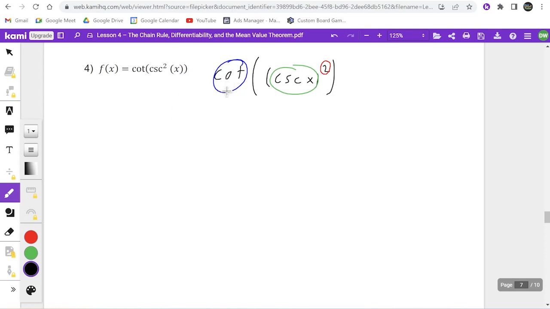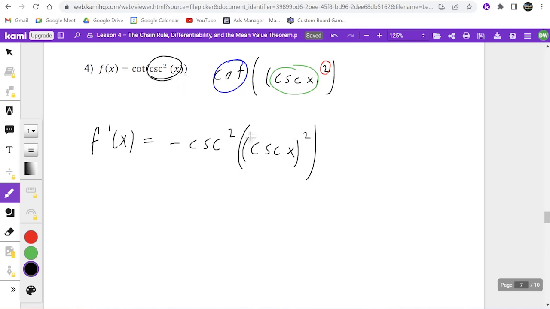Anyways, we just have to do the derivative of cotangent, the outer rule. So f prime of x, derivative of cotangent is negative cosecant squared x. Except I'm not going to write x, right? I'm going to write the original cosecant x squared like this. Or if you'd prefer, you can write cosecant squared x like you see right there. Not a big deal. They both work. Okay, that's the outer rule.